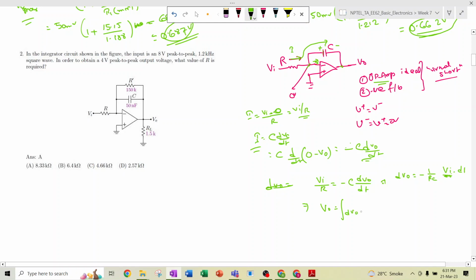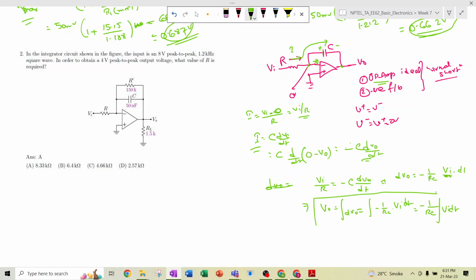And what is the value of V0? If we integrate this dV0, then V0 is minus the integration of 1 by RC into Vi dt. R and C are constant values. So basically this is an integrator circuit. Why? Because whatever voltage we apply at Vi, the integration of this input voltage will appear at the output. So this is known as the integrator circuit.